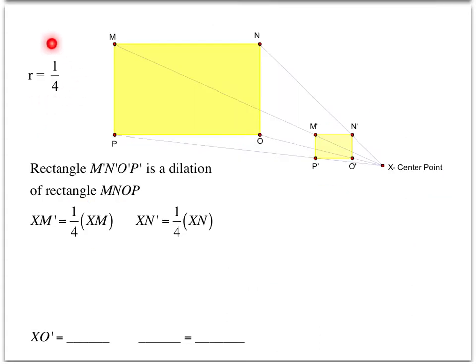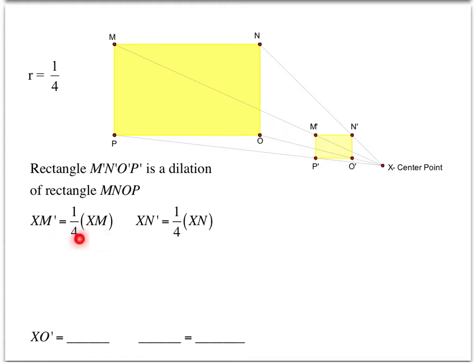Let's look into what happens if R is less than 1. So in this case we have R is equal to 1/4. Notice that the larger figure here is the preimage and the smaller figure is the image. So if R is 1/4, that implies that we're going to shrink down our original figure. Rectangle M prime, N prime, O prime, P prime is a dilation of the larger rectangle. It's still called a dilation even though it's shrinking down. Keep that in mind.